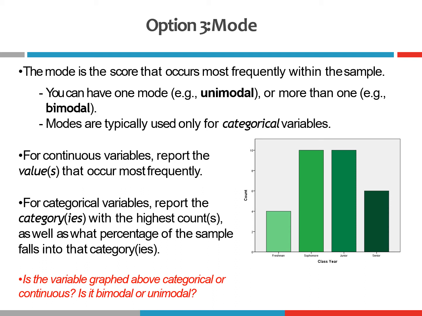So again, we add up all the frequencies to get the sample size, and then we divide 10 by 30, and that's where we get our percentage from. And again, for categorical variables, we are reporting the category along with the percentage, whereas with continuous variables, we're just reporting the continuous values that occur most frequently in our data set.